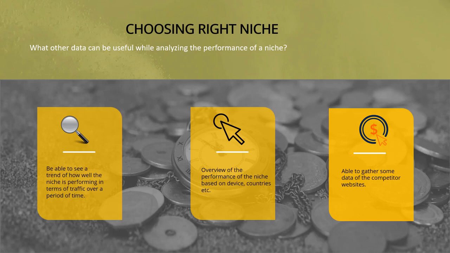Try to gather data on how well your niche is performing, like whether it has been decreasing or increasing in popularity in terms of traffic volume, or whether the demand for the niche spikes during some particular month or season. Try to gather data on the overall performance of the niche based on device, the location of the countries where it's popular, etc. Thirdly, it will be great to get some idea of the competitor websites who are competing with us in the same niche.